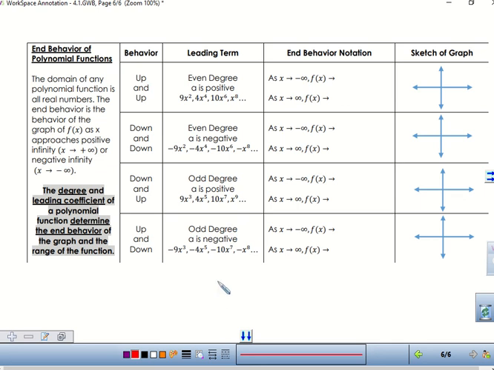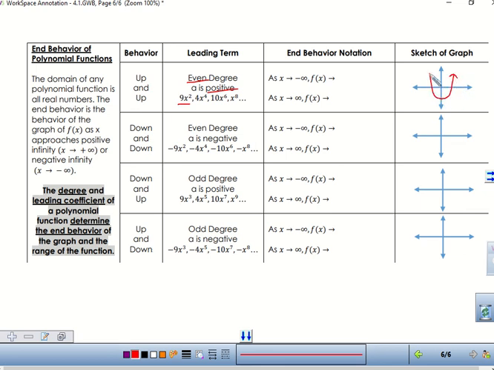Alright, so now we're going to do some sketches. The domain of any polynomial function is all real numbers. The end behavior is the behavior of the graph as we approach positive and negative infinity on the x. So even positive. So it's an even degree and the leading coefficient is positive. This is what the end behavior is going to look like. This would be something like your typical quadratic. It's always going to end upward.